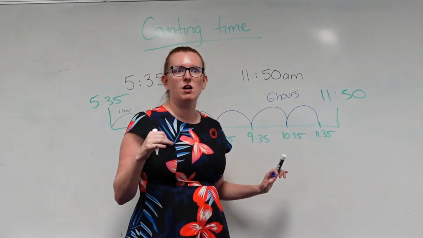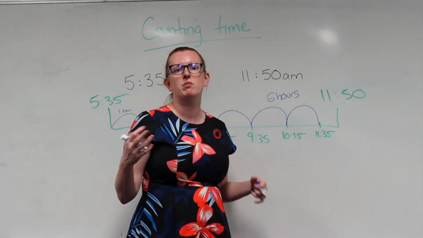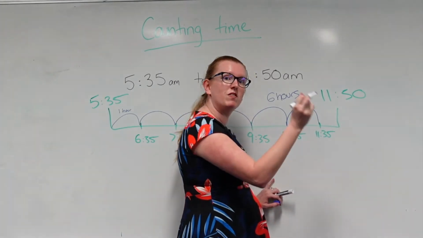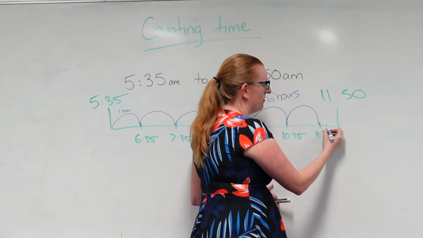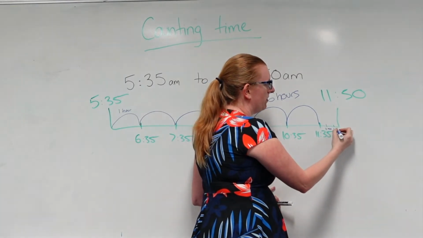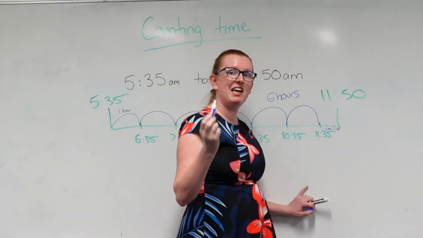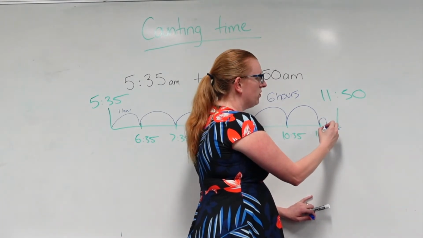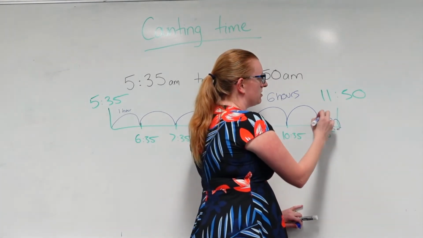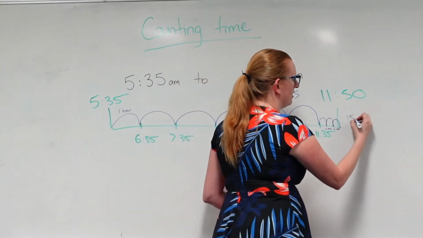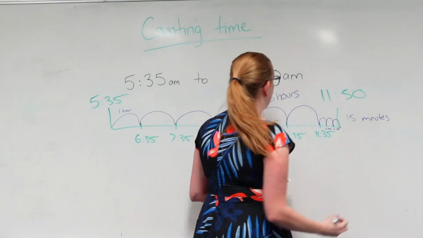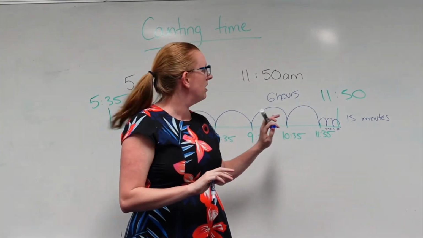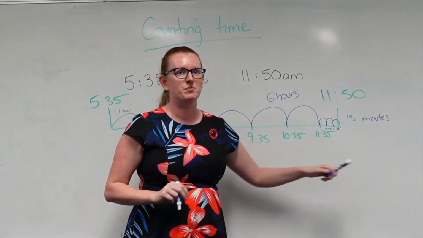So personally, when it comes to time, when it's a multiple of 5, I like to count by 5 minutes. So on my number line, I'm now going to mark lots of 5 minutes. So this would be 11:40, 11:45, and then 11:50. Okay, and now I'm going to count by 5s till I get to 11:50. So 11:35, 11:40, 11:45, 11:50. So that's 5, 10, 15. So 15 minutes. So to get from 5:35 a.m. till 11:50 a.m., it takes 6 hours and 15 minutes.